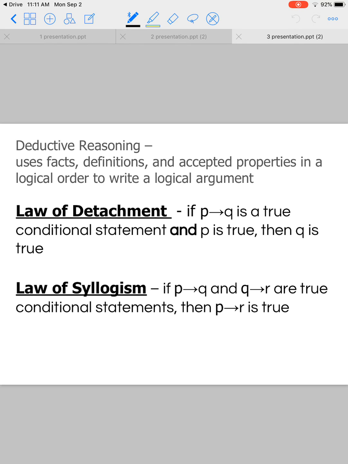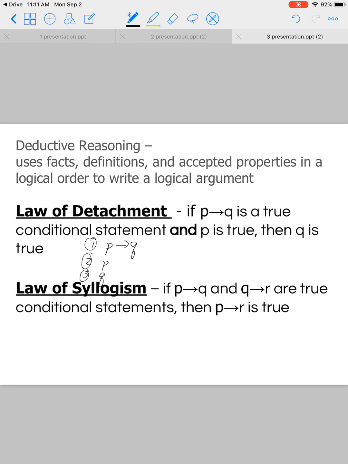Pay attention to your laws of reasoning. In the law of detachment, if you have an if-then statement and you know the if portion, then your conclusion in the third part is the then part of the statement. So you have to have the beginning in order to get the end.